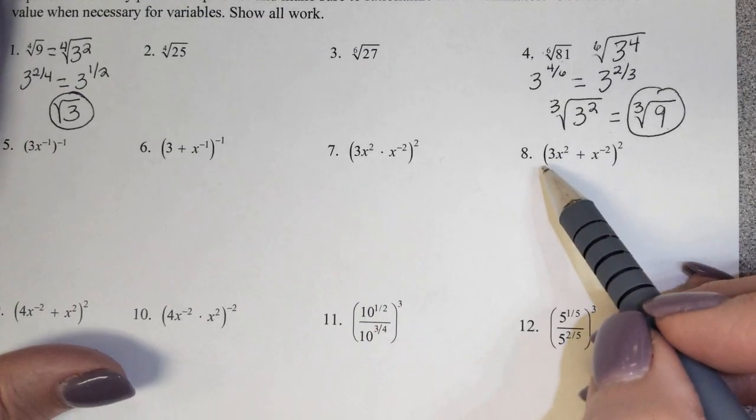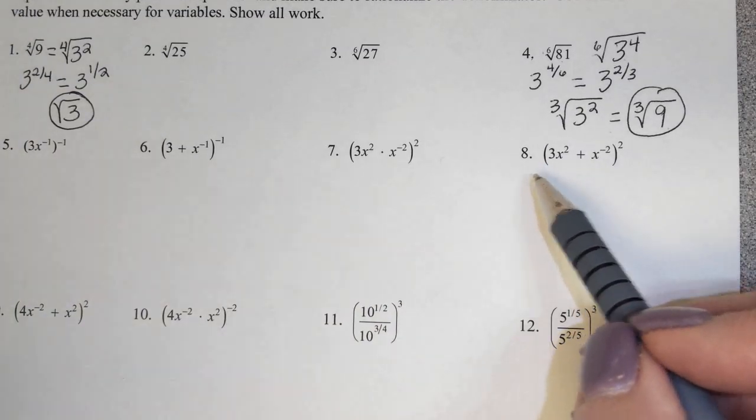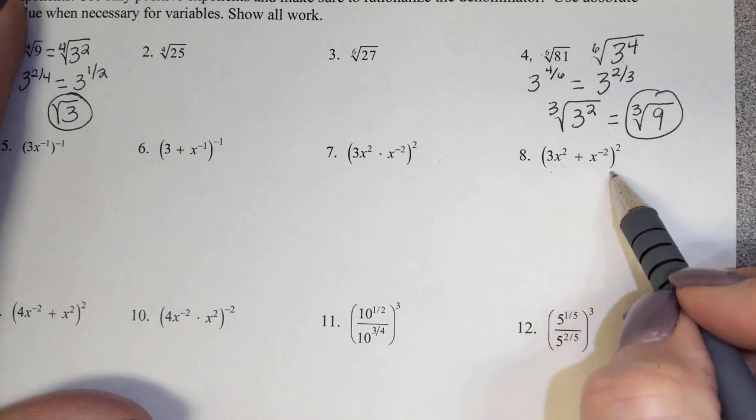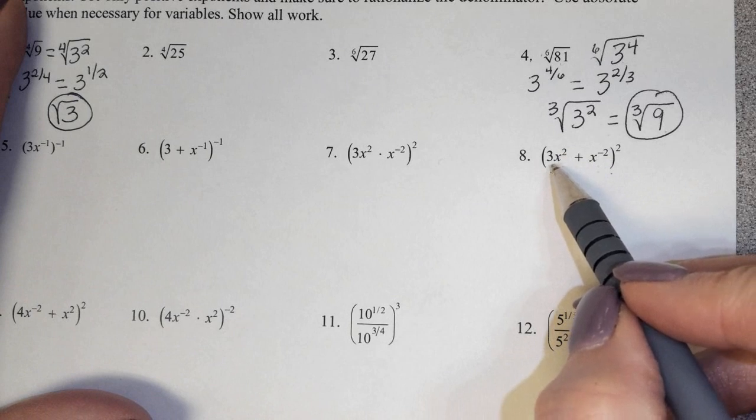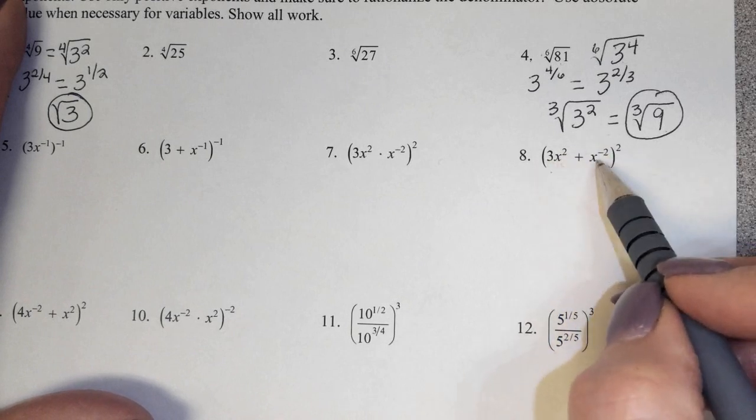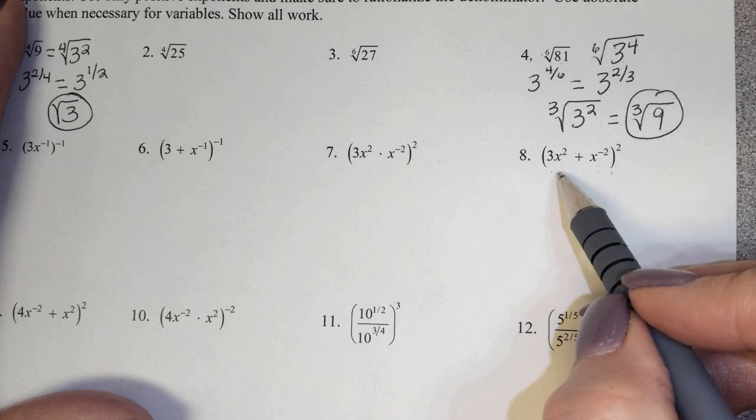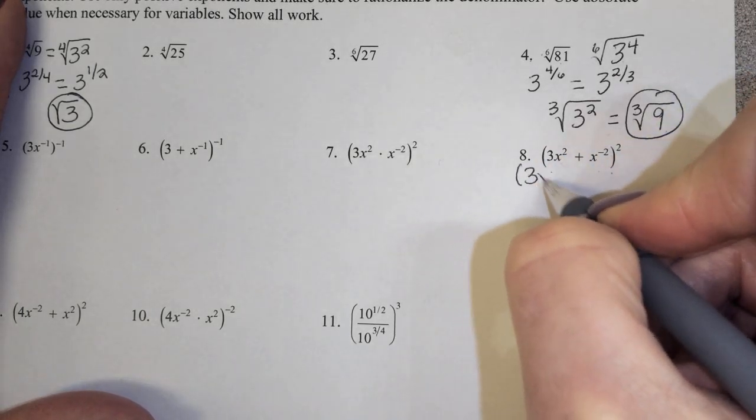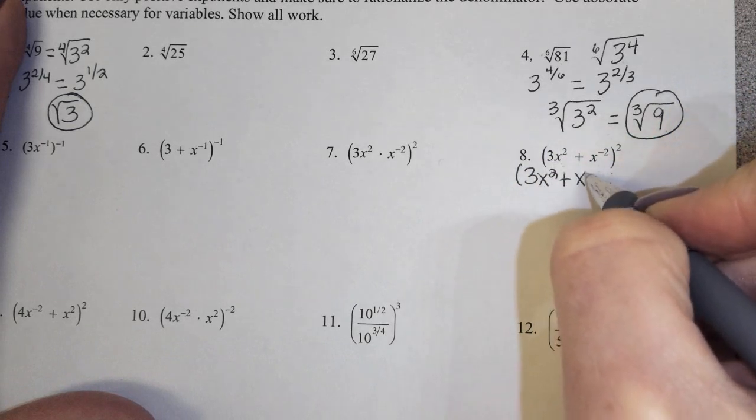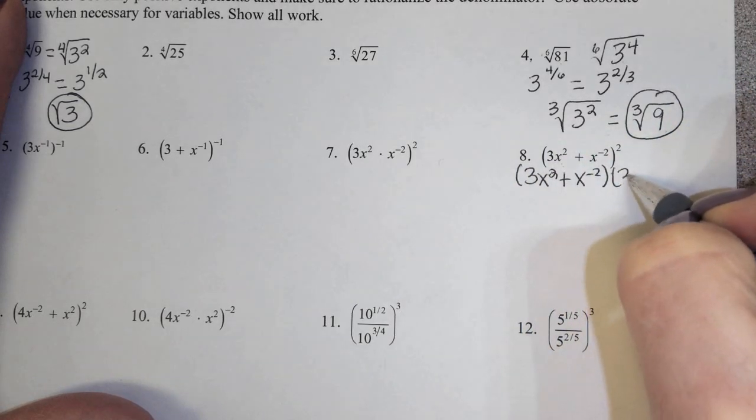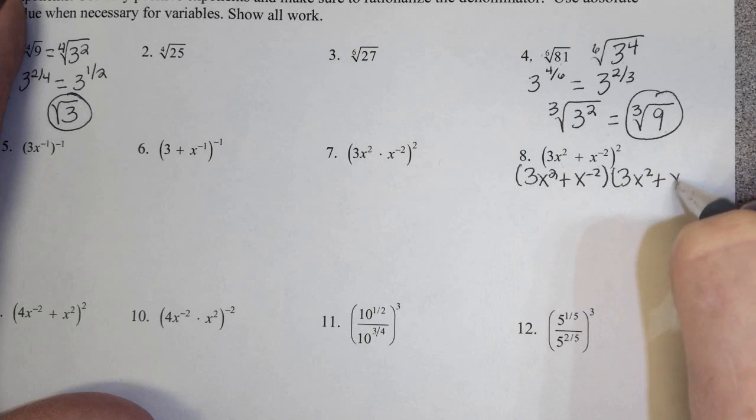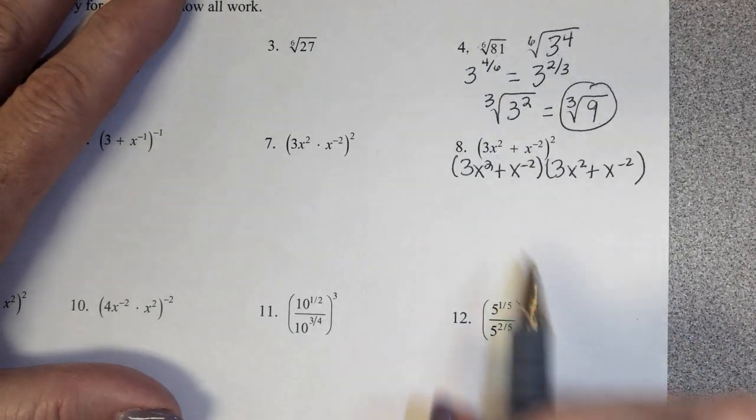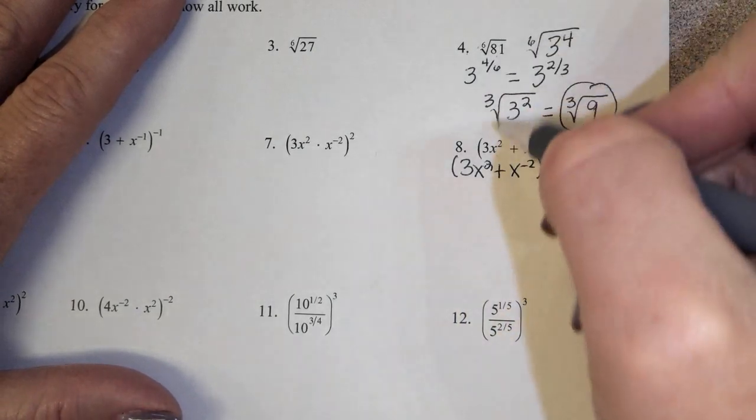Let's take a look at number 8. We have a binomial squared. What you cannot do is, you can't just square this and square that. It would not work. This is a binomial. So I'm going to have to do 3x squared plus x to the negative 2 times 3x squared plus x to the negative 2. Because they're binomials, I'm going to have to FOIL it out.